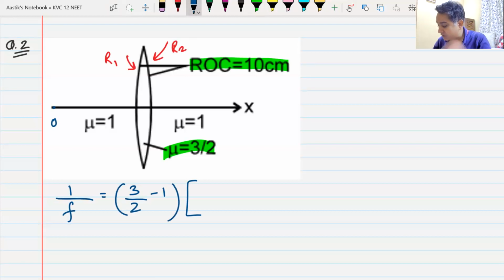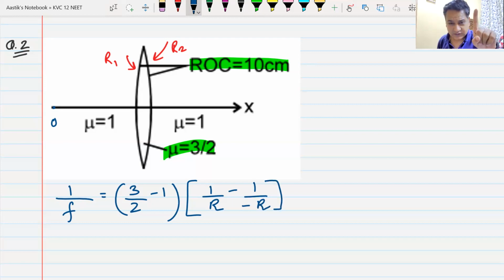So the first radius of curvature is positive, 1 by R. Minus, the second radius of curvature is negative. Do we understand this? The first radius of curvature is positive. The second radius of curvature is negative. Do we understand this? I will need raised hands, because if you don't understand this, a single mistake here, finish. Answer, finish.